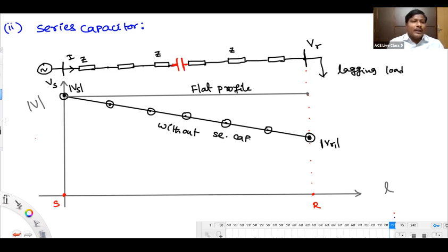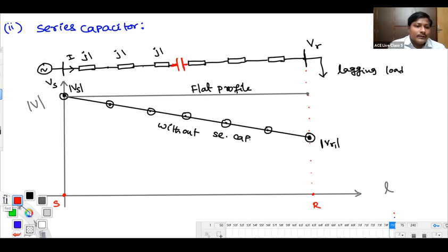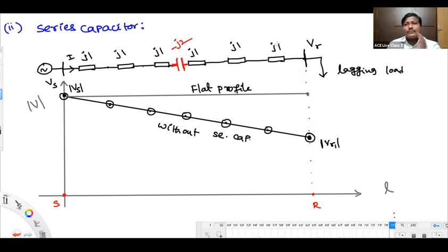Added like this. To get a good understanding, I'm giving some numbers here. Look, this is j1, maybe ohms or per unit, it makes no difference. This is minus j2, the series capacitor. Next, continued with the line, j1, minus j2, like that. Impedances.